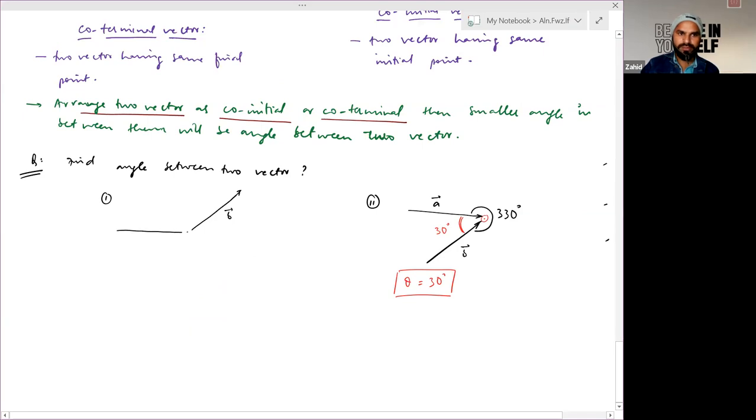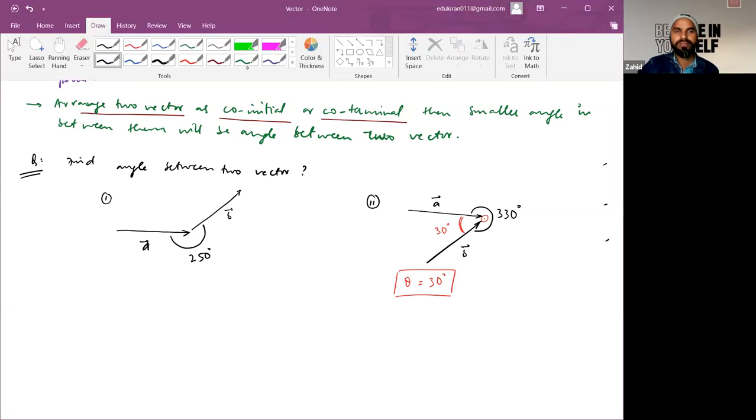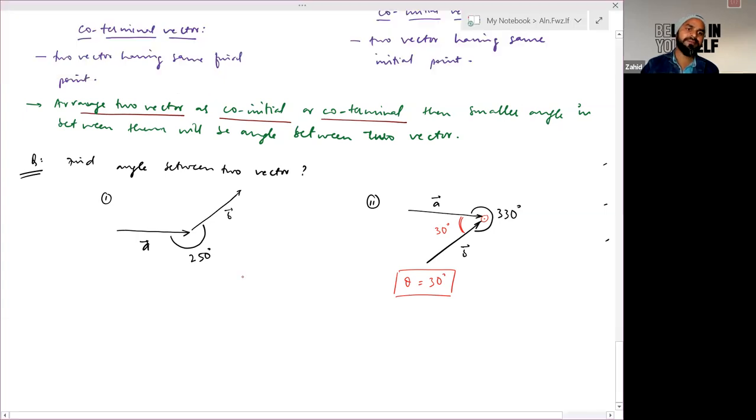as given in the question, this was vector A, and the inclination between A and B from this point to this point is 250 degree. So just see in this particular junction, there is one head and one tail. So we can't say these two vectors are co-initial vector or co-terminal vector. So try to shift any one of them so that they will form co-initial vector or co-terminal vector.